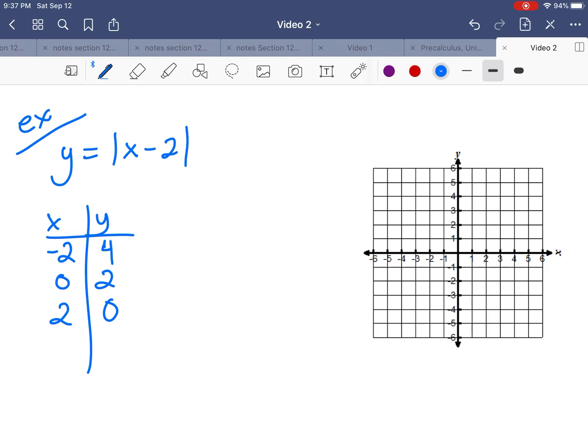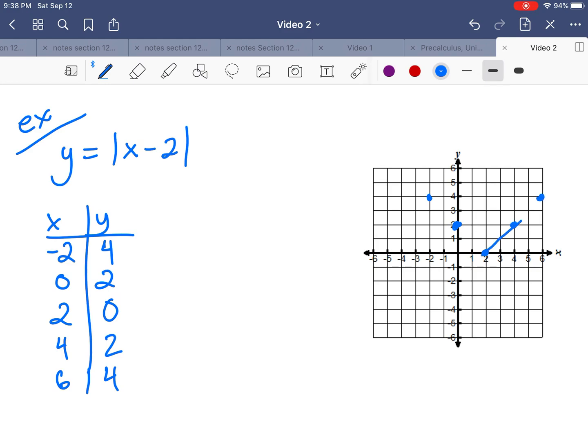All right, so let's pick some numbers after that. So how about 4 and 6? I'm trying to equally space them out so it'll look nice when we're done. But let's say we put 4 in here. 4 minus 2 is 2. So the absolute value of 2 is 2. So I'm going to be putting a 2 right here. And when I put in 6 up there, I get 4. All right, so let's graph these points. -2, 4, 0, 2, 2, 0, and then I have 4, 2, and then I have 6, 4.